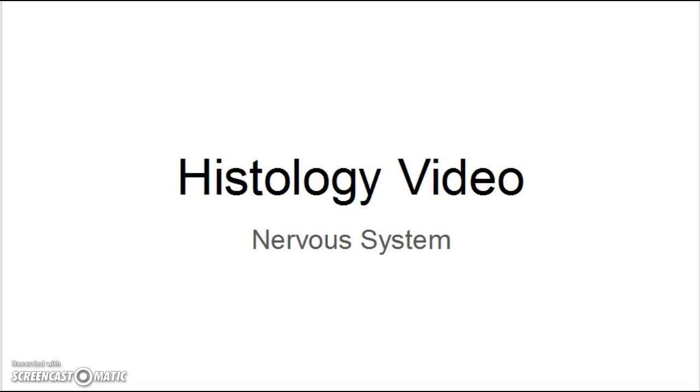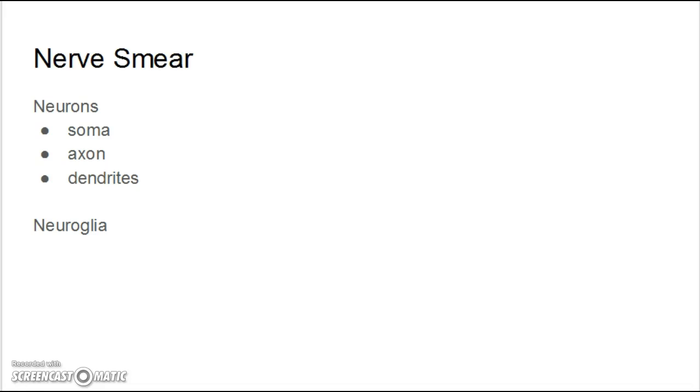This video will describe the histology of the nervous system. The first slide we're going to look at is a nerve smear, sometimes called a motor nerve smear. And there are going to be two types of cells visible on the slide. The first cells are going to be neurons, and the other types of cells are going to be neuroglia.